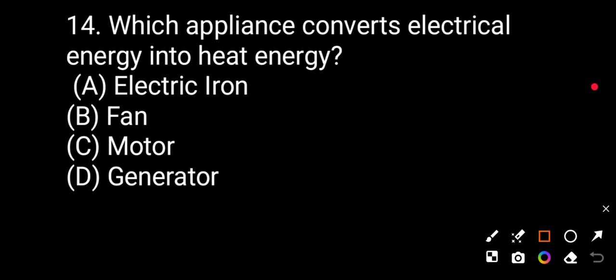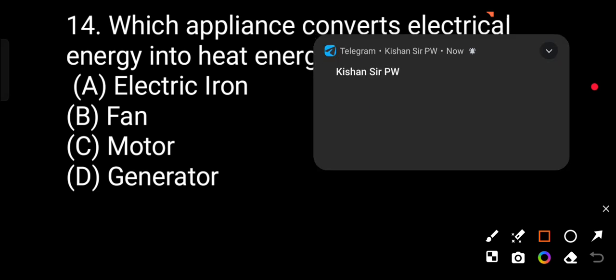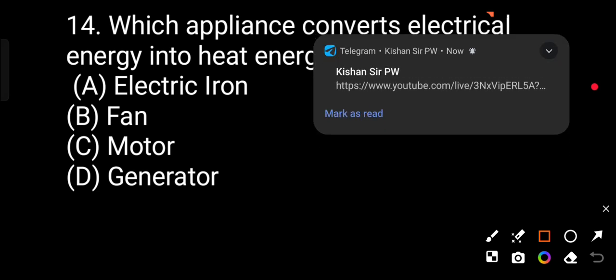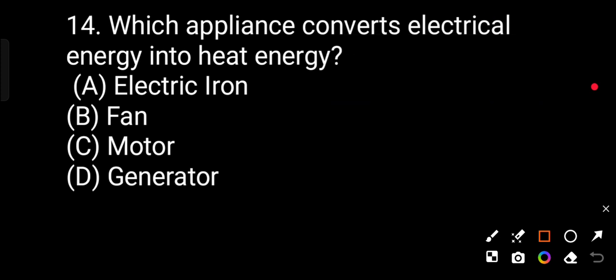Question number 14. Which appliance converts electrical energy into heat energy? Electric iron, fan, motor, generator. The correct answer will be electric iron.